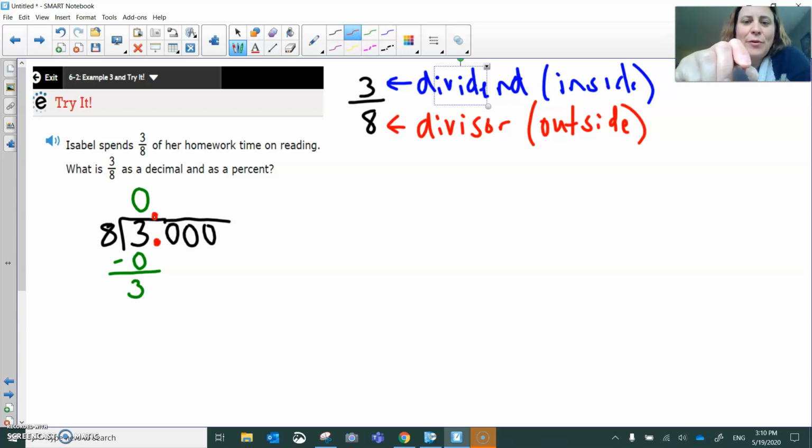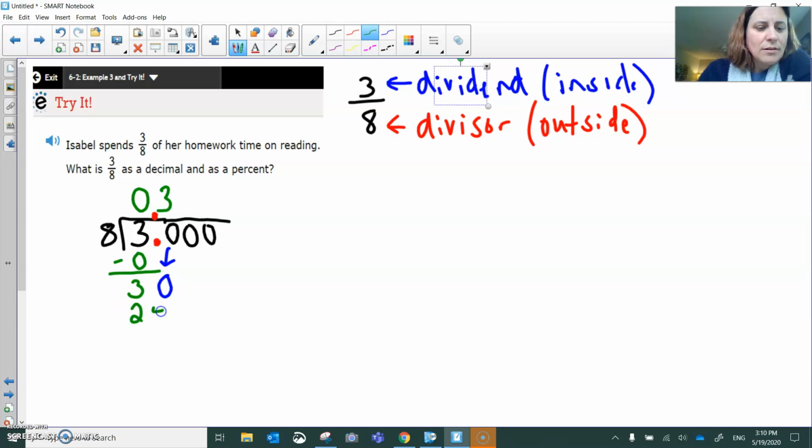So in order to continue this, the next step is you're supposed to bring down the next digit. So now we want to figure out how many times could we take an 8 out of 30. And you're going to have to do some estimation. I know that 8 times 3 is 24, and 8 times 4 is 32. So 4 is too big, so we're going to stick with 3. 3 times 8 is 24, and now I'm going to subtract. 30 minus 24 is 6.